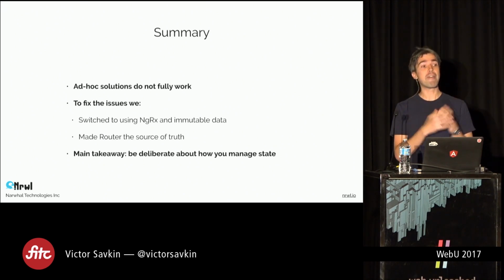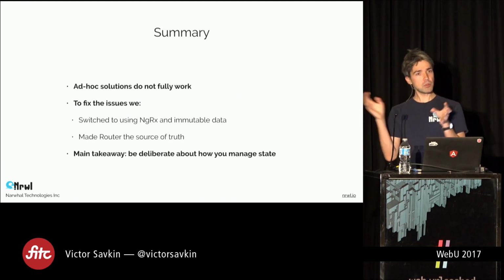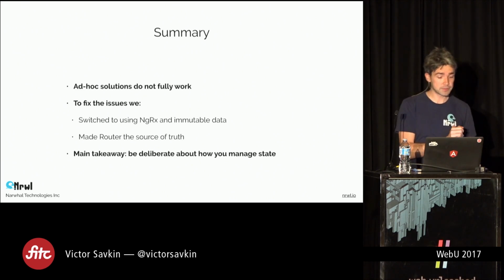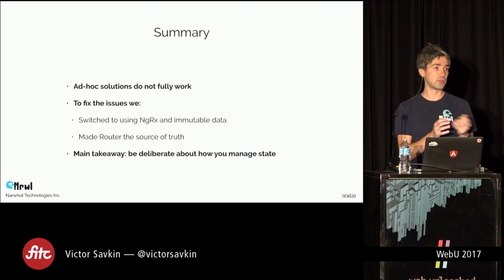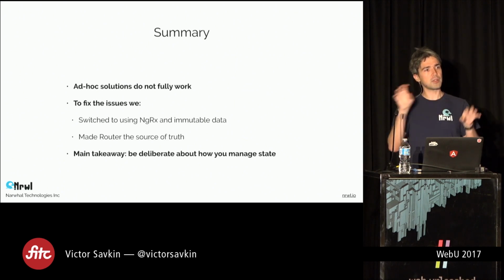So what we did, we embarked on refactoring this app. Yes, we tried to make our data immutable. We switched to NgRx to control state management a little bit more tightly. We implemented a new way of modeling side effects. We made the router a source of truth, and all the issues were gone. In addition to that, we got a lot of other things, like components are now easier to test and stuff like that.